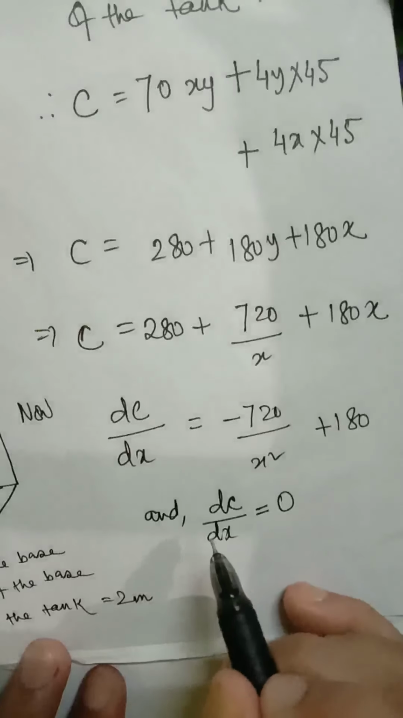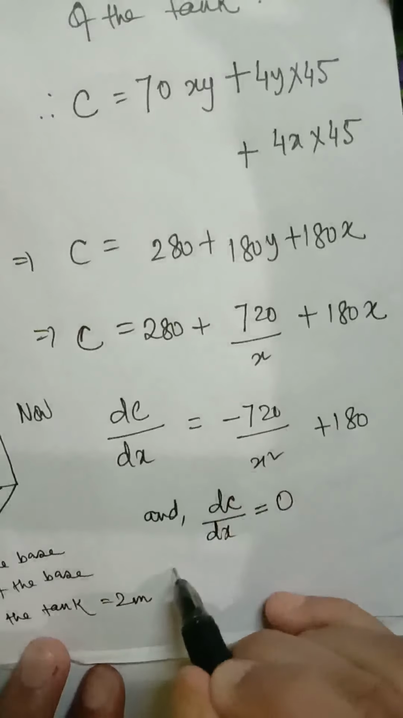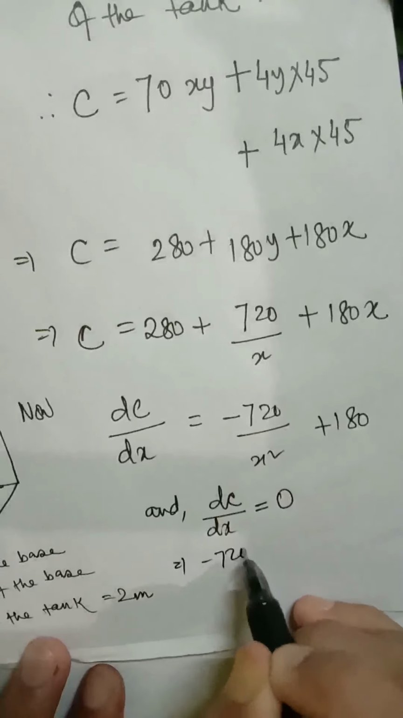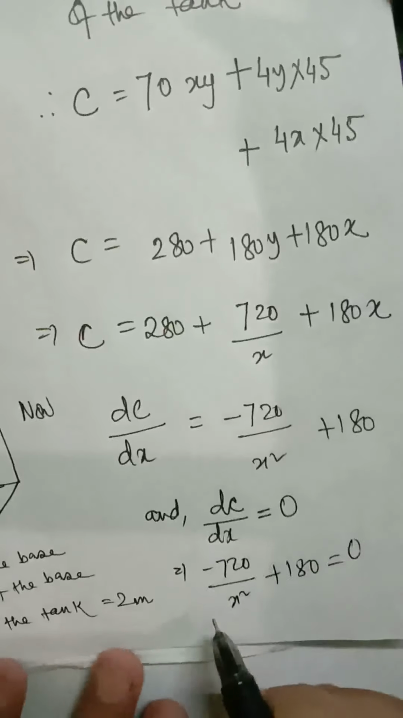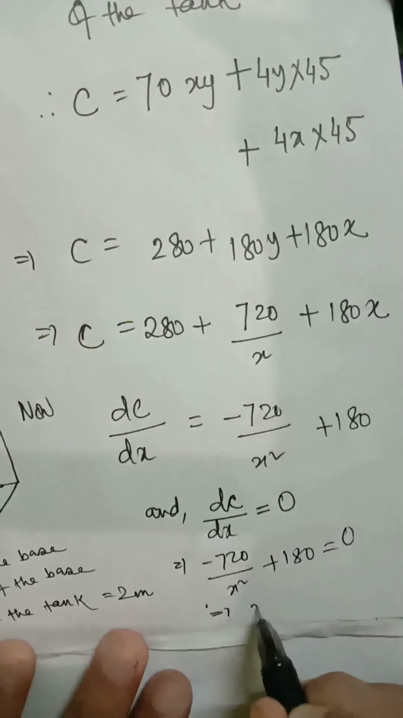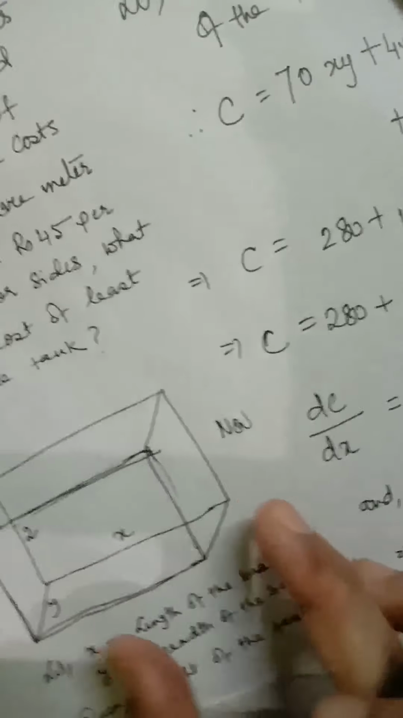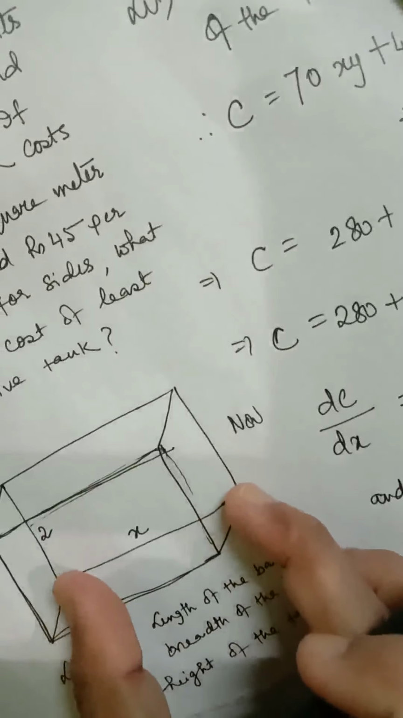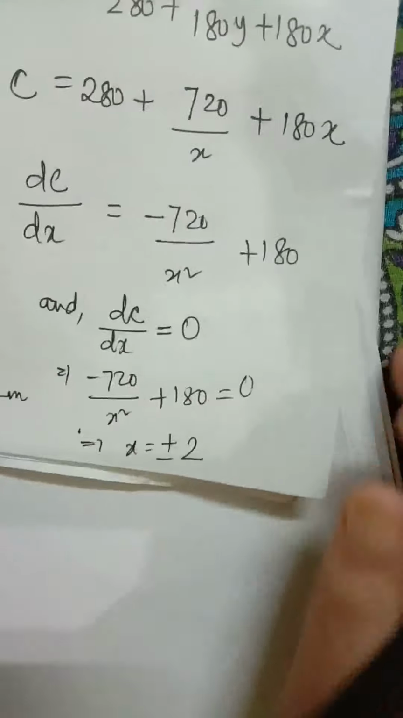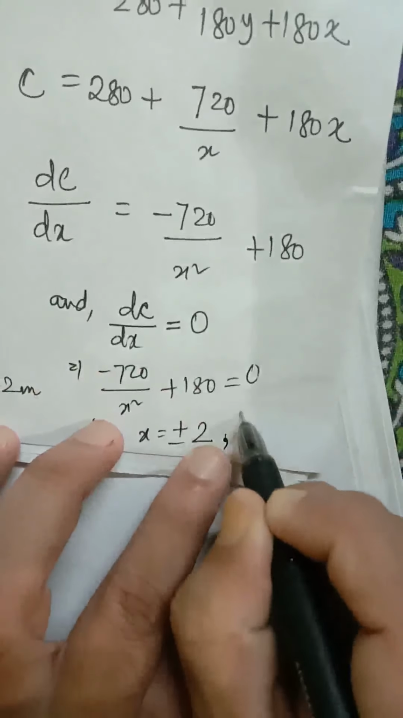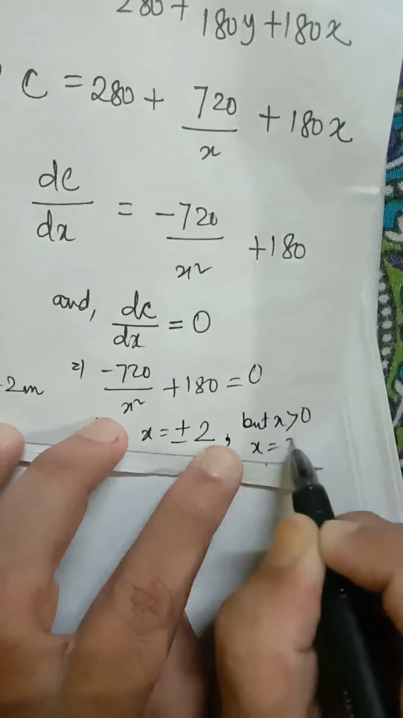Next step, we have to solve dC/dx equal to 0. If we solve dC/dx equal to 0, minus 720 by x square plus 180 is equal to 0. From this relation we will get x equal to plus minus 2. But what is x? The length of the base. x cannot be negative, so x must be equal to 2. x is greater than 0, so x must be equal to 2.